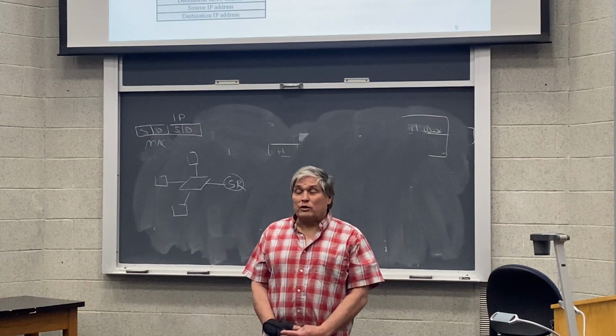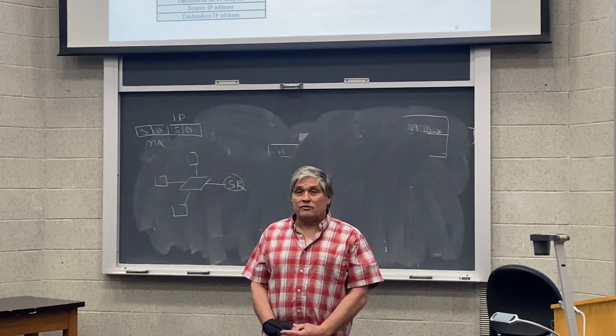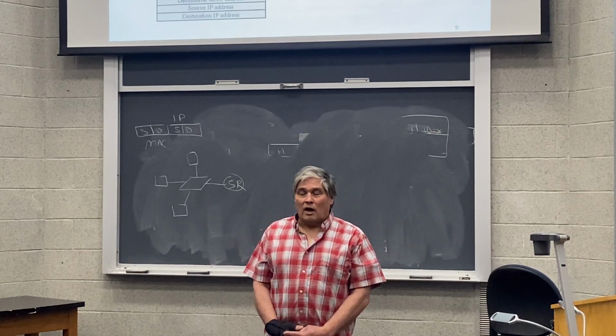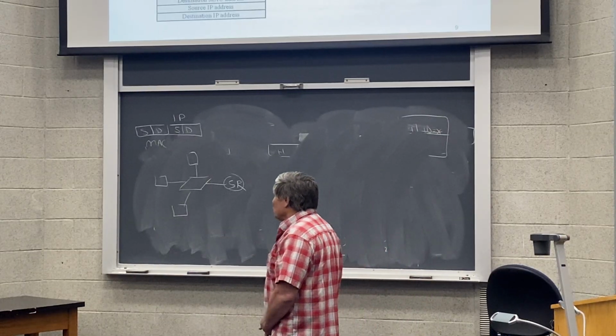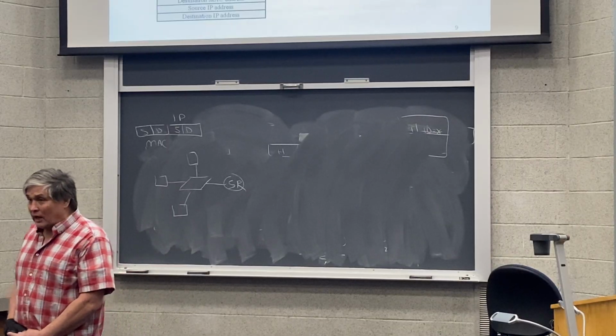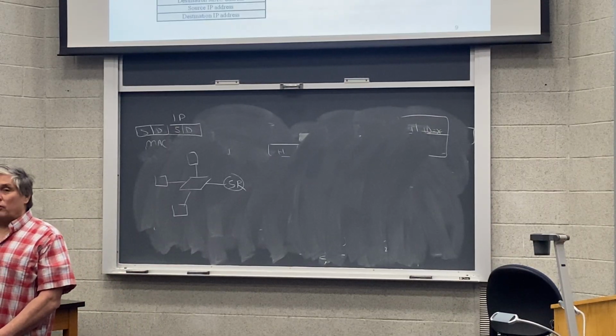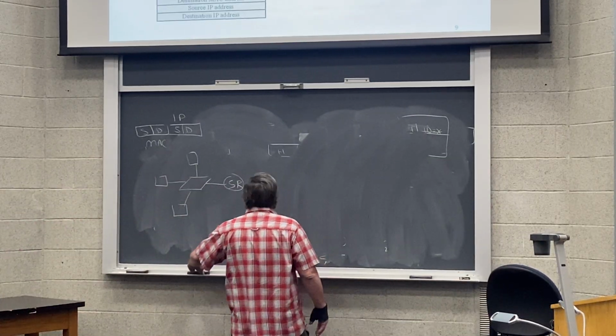So the assumption is we know the destination IP, but you might ask, well, how do I know the destination IP? But you've got to put that IP packet into a data link layer packet, and hence you need to know the MAC destination address. And how would you know that? We use the address resolution protocol.